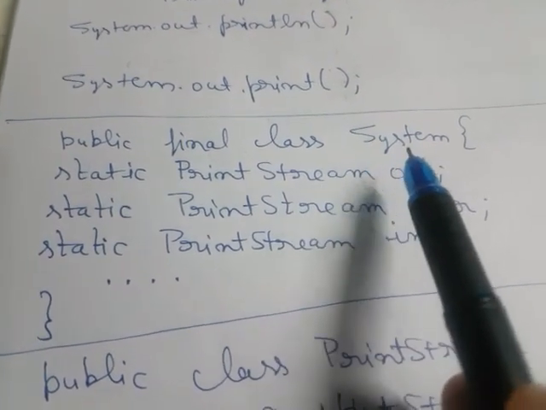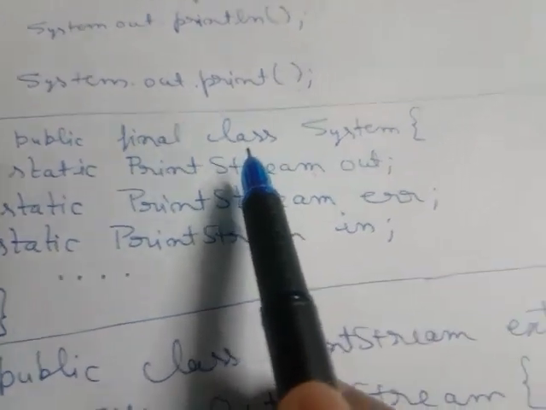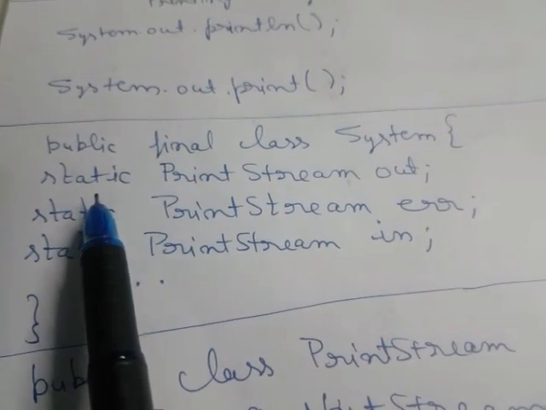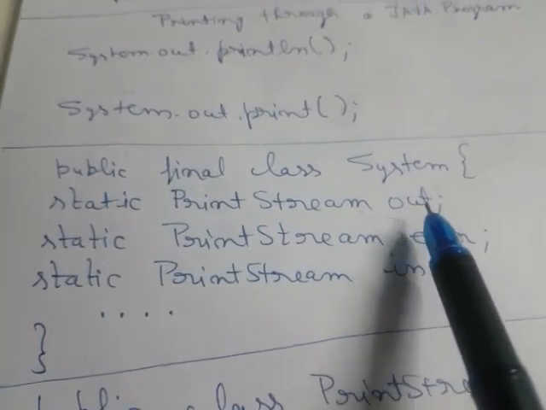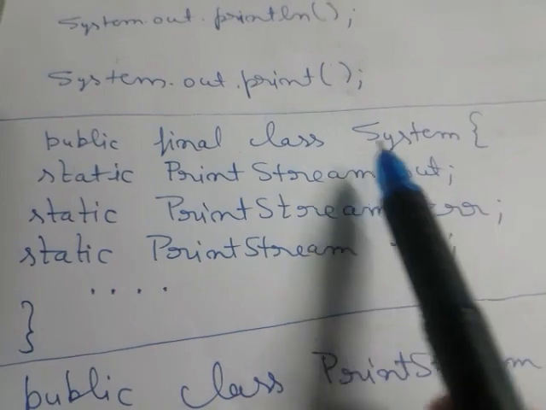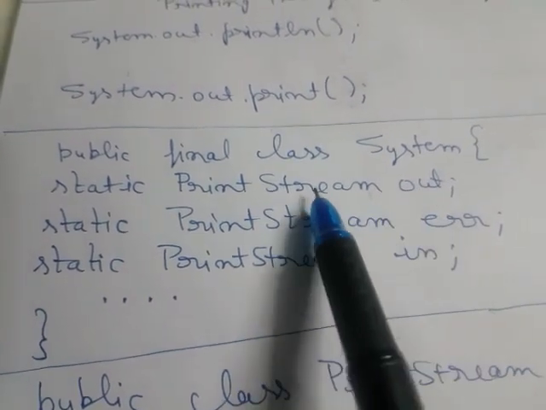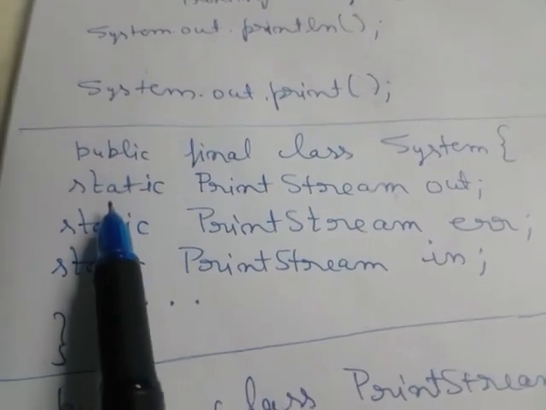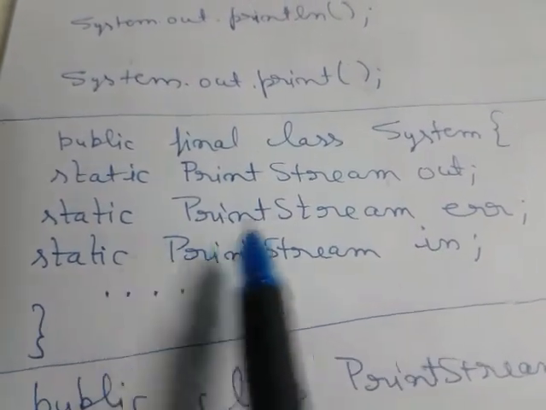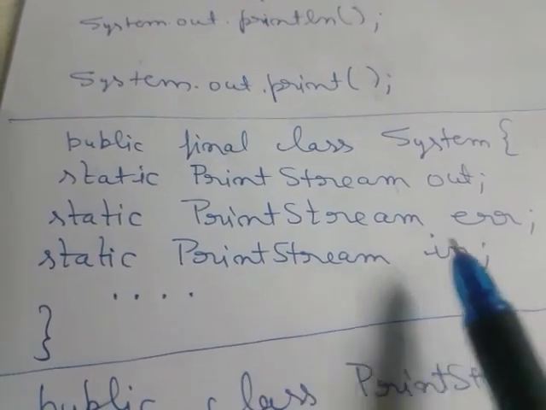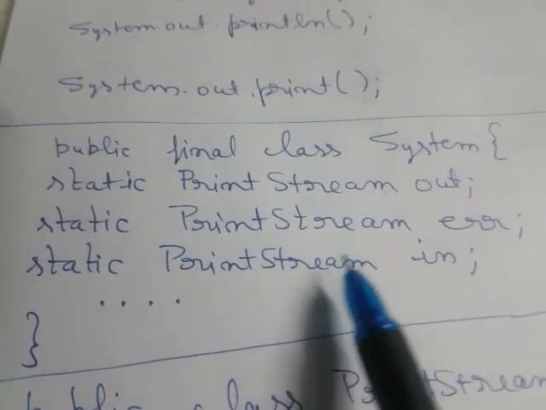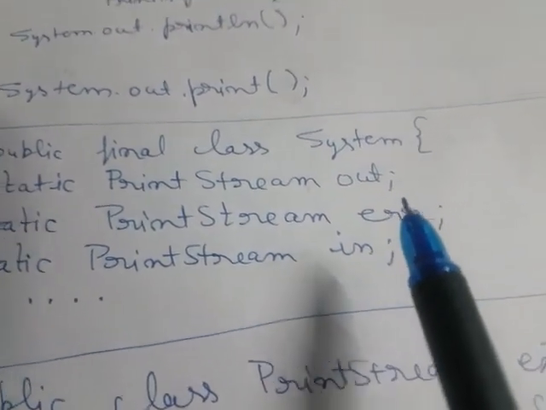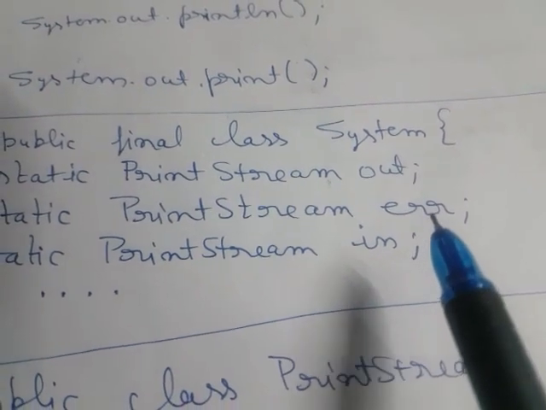Now class, definitely System is a class, so it denotes that you have a definition of the class over here: class System. Then you can see the static PrintStream out. So out is actually a field inside the System class, but out is actually an object of class PrintStream. It's a static type, right? Then you can see that static PrintStream err is also there, static InputStream in is also there.